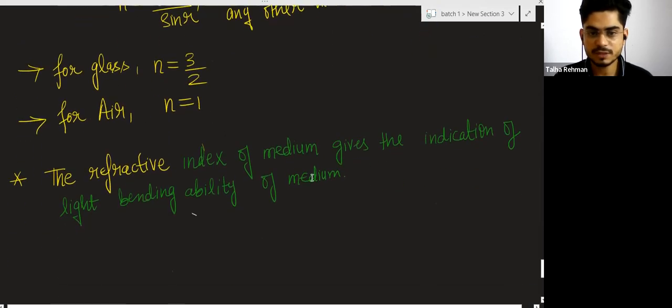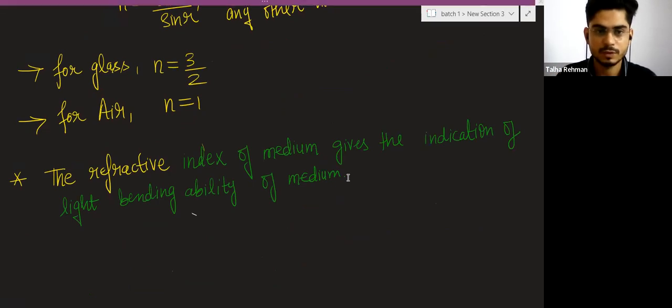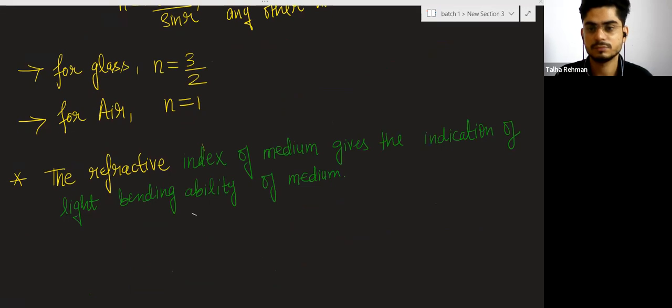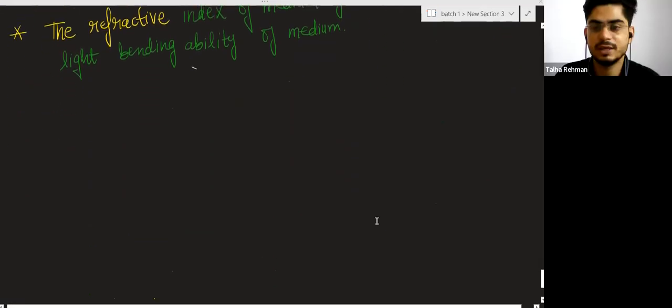So the meaning of this statement is that... Sir, was media the plural or singular of medium? What happened? I'm asking about medium. I mean, sorry, yeah, media, yeah.